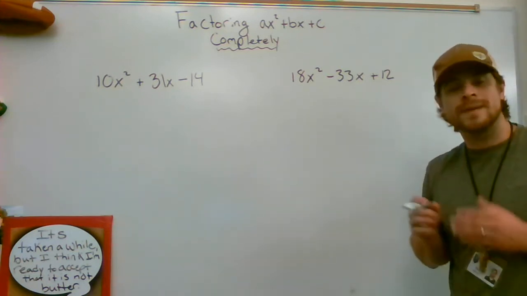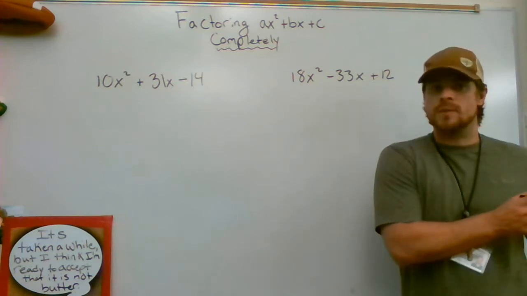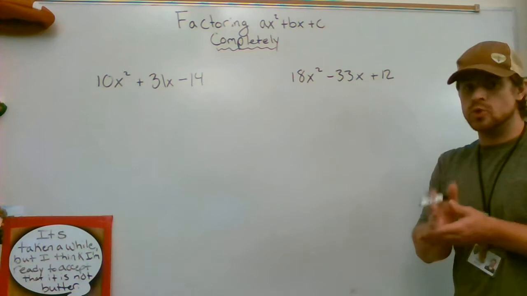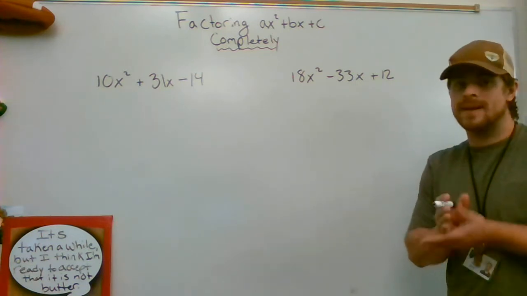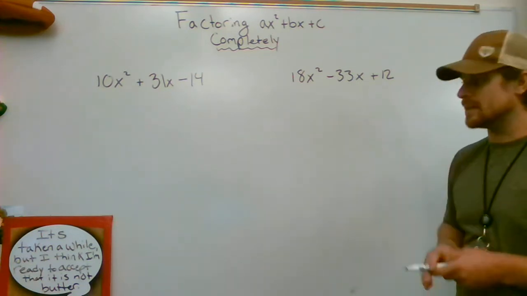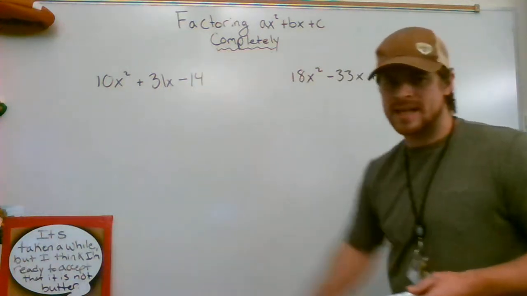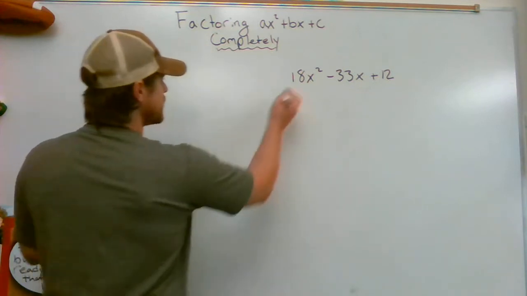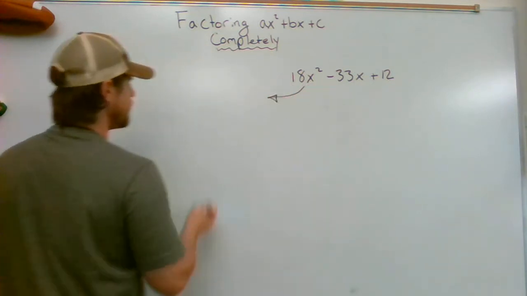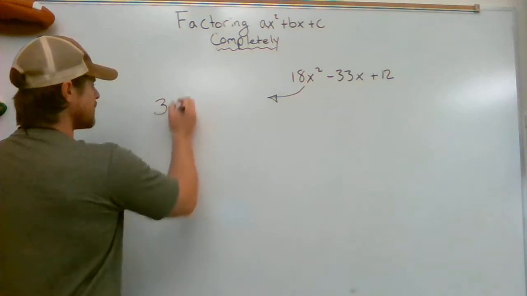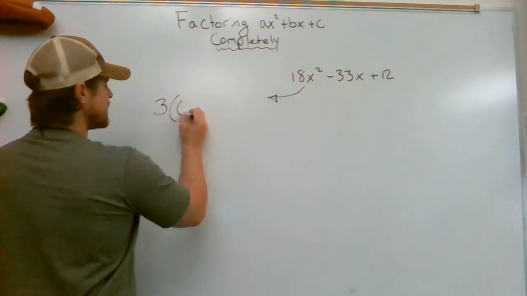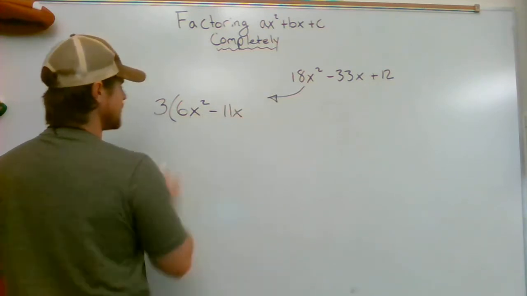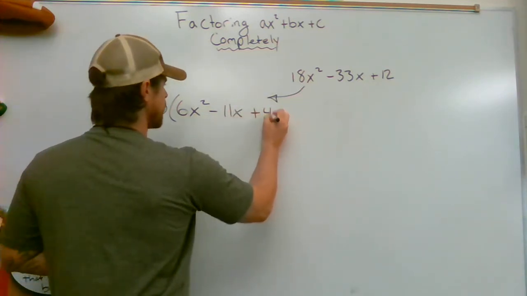So because we can divide all three of those terms by the same number and end up with a whole number result, we need to do that first. That is our step number 1 in factoring this out completely. So ignore this one, go through the steps that I explained in the previous video, but on this problem, step 1 is factor out the GCF. And that would be 3 goes on the outside. You'd have a 6x squared, you'd have a negative 11x, and you'd have a positive 4.